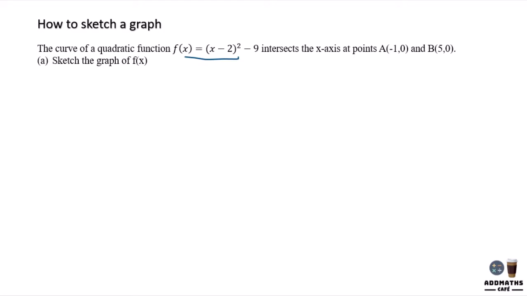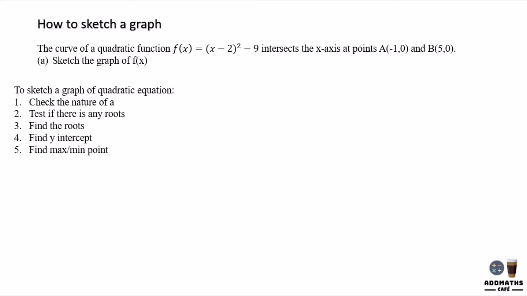So how to sketch a graph? To sketch a graph, we need to find these 5 points. So these are the 5 points that we need to find. First, we need to check the nature of a. So how do we check the nature of a? We look at the equation. The equation we have will usually be in this general form, ax squared plus bx plus c. So we check this a.